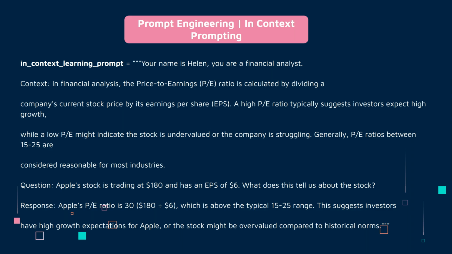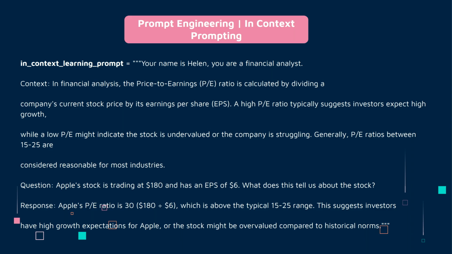We have provided the context in finance: in financial analysis, the price to earnings ratio is calculated by dividing a company's current stock price by its earnings per share, or EPS. A high PE ratio typically suggests investors expect high growth, while a low PE might indicate the stock is undervalued or the company is struggling. Generally, a PE ratio between 15 and 25 is considered reasonable for most industries. So I provide all this context to our agent through the prompt. That is in context learning, because the agent is learning from the context within the prompt.